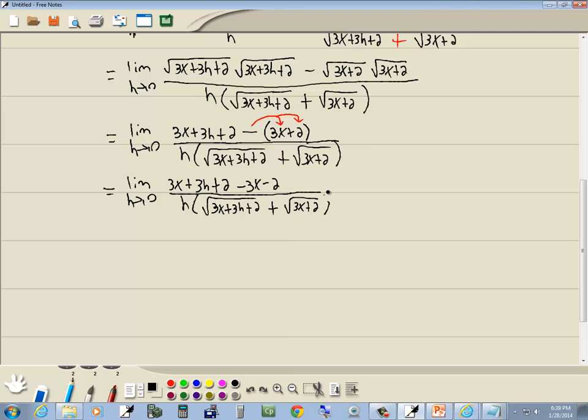Want to combine together like terms. Here we have 3x minus 3x. Those are going to cancel. Here we got 2 minus 2. Those are going to cancel. So we got limit as h goes to 0 of 3h over h times square root of 3x plus 3h plus 2 plus square root of 3x plus 2.